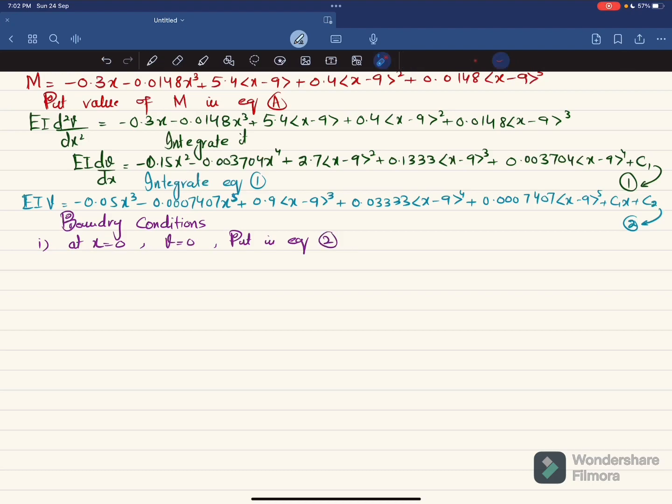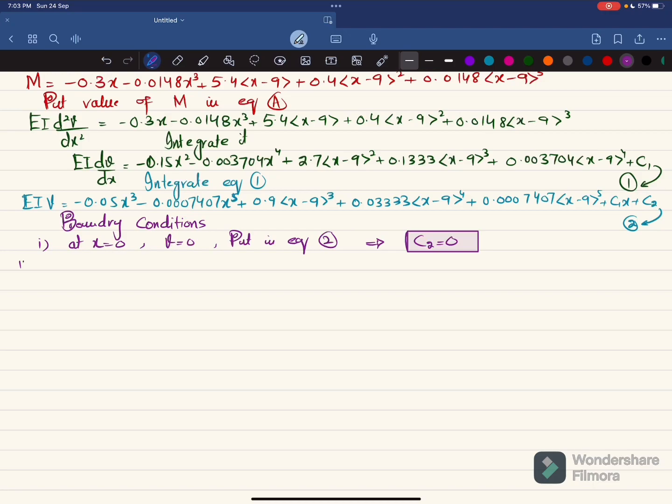When you put it in equation 2, this will be 0 because v is equal to 0, x is 0, the minus 9 inside the Macaulay bracket will be considered as 0, c1 into x will be 0, so we are left with c2 equal to 0. So c2 will be equal to 0. You have to perform this step so that one can understand.